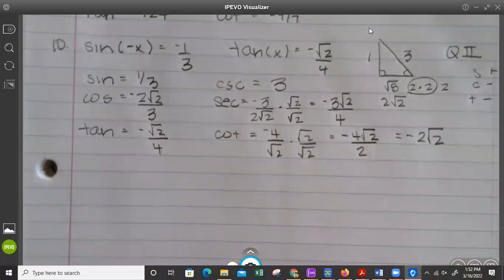Number 12 is basically the same exact way. Okay. Any questions, 8 and 10? 12 is pretty much the same way. You got to figure out what quadrant it's in based on what they give you and then work on that triangle. All right, what about 15 through 20?